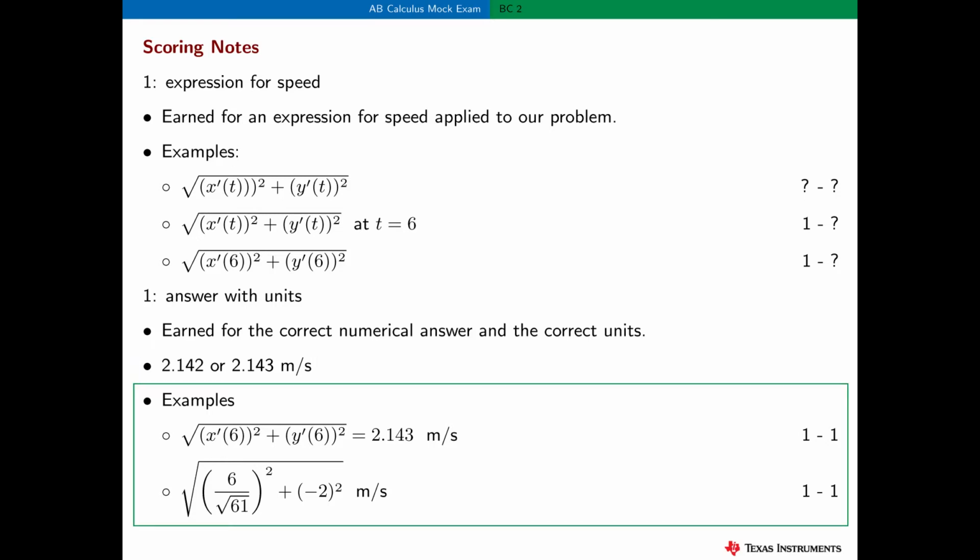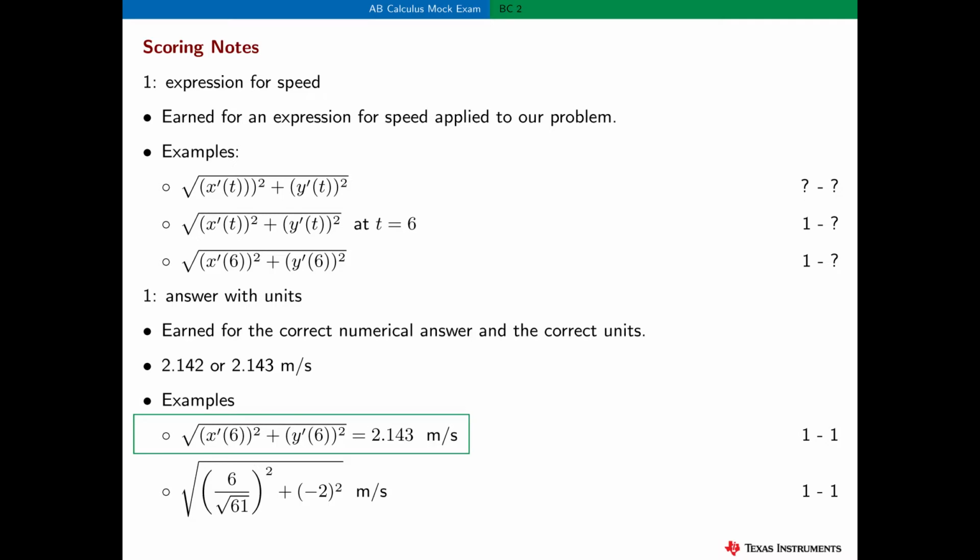Here are a couple of example student responses. In this example, the expression for speed is correct, and we assume that the student used technology to arrive at the correct numerical answer, and the units are correct. So this earns both points.